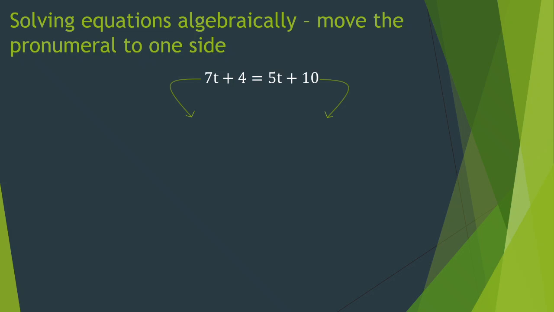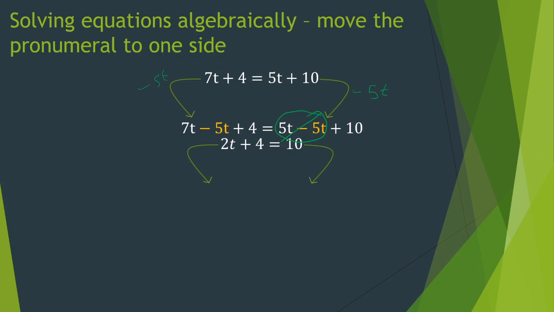So what I'm going to do is subtract 5t from both sides, just so that it can be a little bit neater. And that will give me 7t take away 5t, and 5t take away 5t on the other side, which of course cancels out. Now if I subtracted 7t, then this part here would have been a negative number. We don't want to deal with negatives because it makes us more likely to make a mistake. So after we cancel that out, we've got 2t plus 4 equals 10.